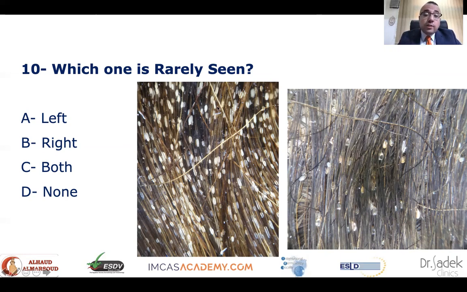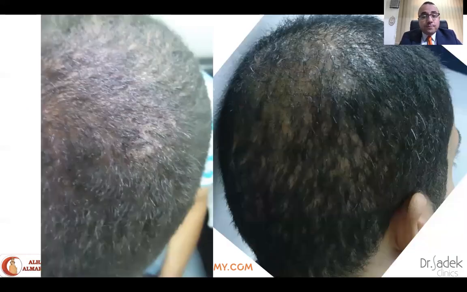But on the other side, we see whitish cylindrical casts or structures that are encircling the hair, attached all around the hair. And this is a case of white piedra, which is definitely more rarely seen. So our answer is A, the left one.